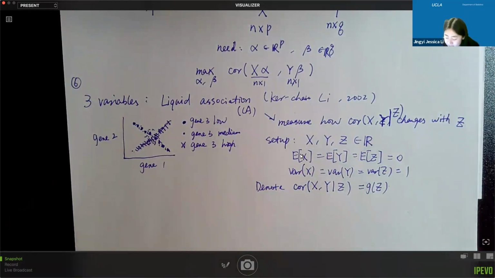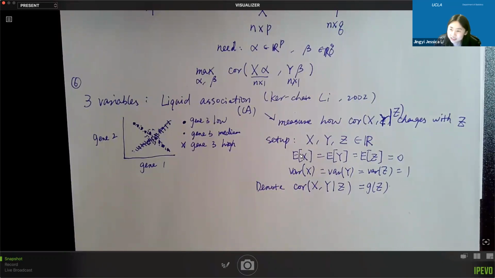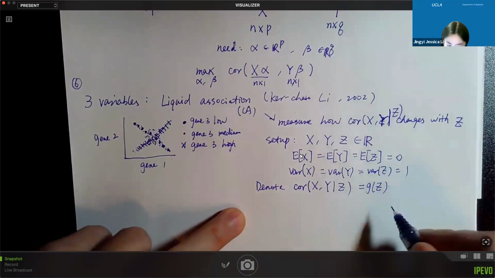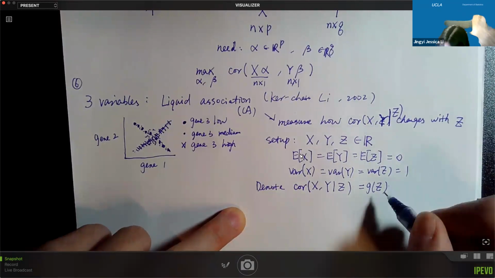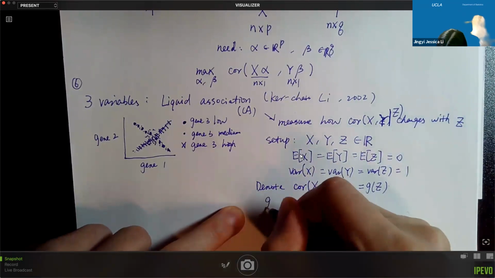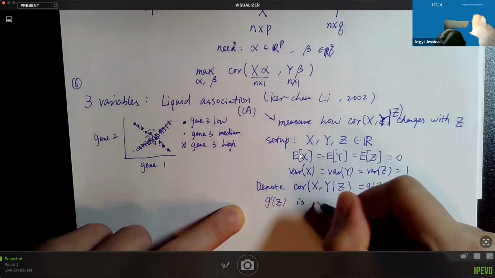Okay, and then how do we measure the change? What's a reasonable way of defining the measurement of a change? Everyone who has learned calculus should have an idea. In calculus, what measures the change? Derivative? Exactly, the derivative. So here we really want to measure the change related to z. So g'(z) is the change.